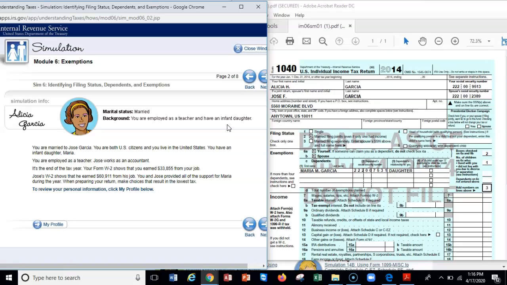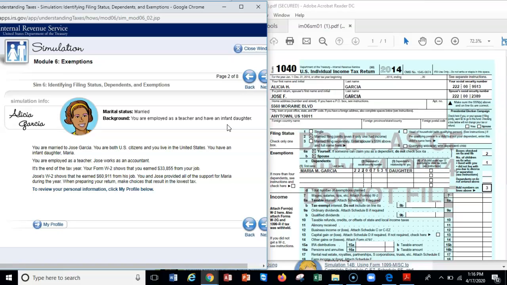That just means she has a baby girl. And it says, if you are Alicia, you are married to Jose Garcia. You're both U.S. citizens and you live in the United States. You have an infant daughter, Maria. You're employed as a teacher. Jose works as an accountant.